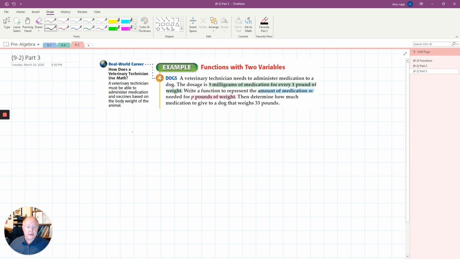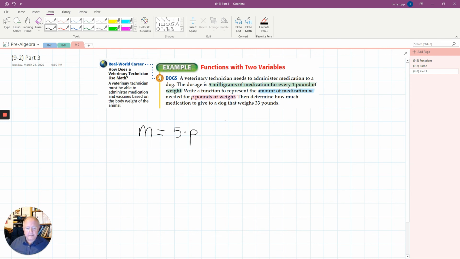So let's look at this. The amount of medication, we're going to let that be M. And we're going to set that equal to the equation that we need to find out how much medication is needed here. It says 5 milligrams for every pound of weight. Now remember, pound of weight is a variable. So we want to go 5 times P. That's it. That's the equation. It's not that hard, really.